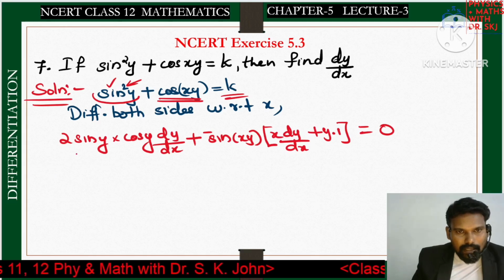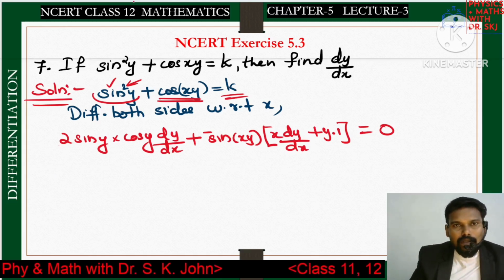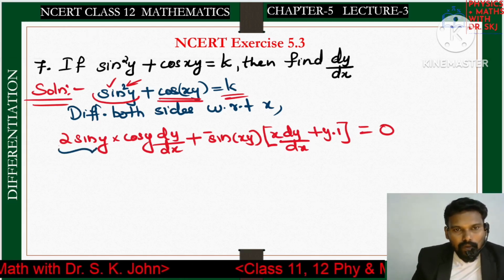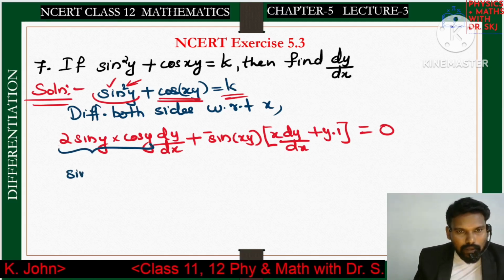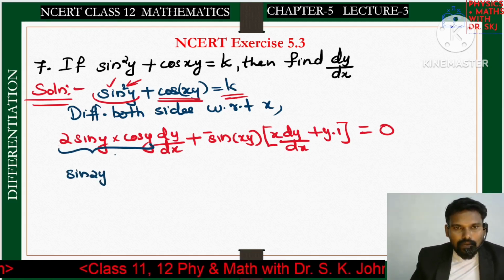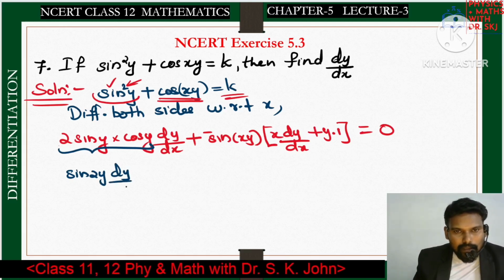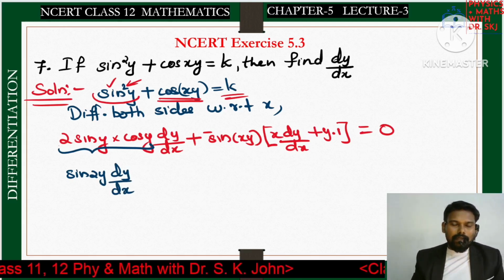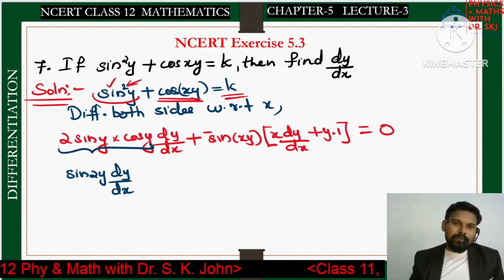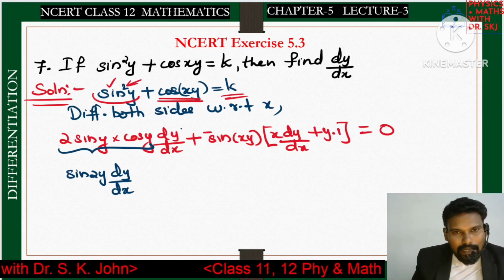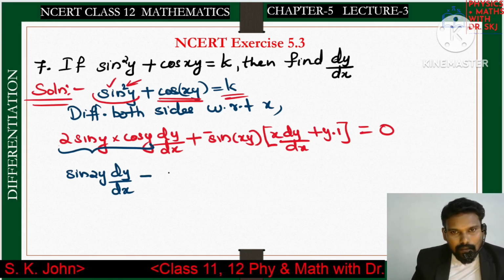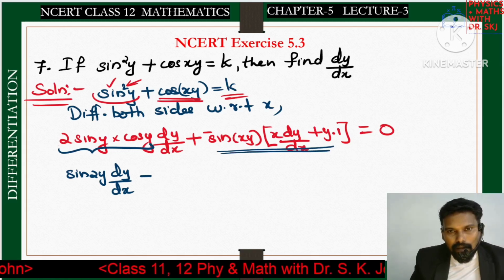Okay, so the first term, what is this term? We have seen it before. 2 sine y cos y is, by formula, sine 2y. Okay, you have to study the formula if you don't remember it. You have studied it in class 11. 2 sine y cos y is sine 2y. So sine 2y divided by x minus, here we can open the bracket.